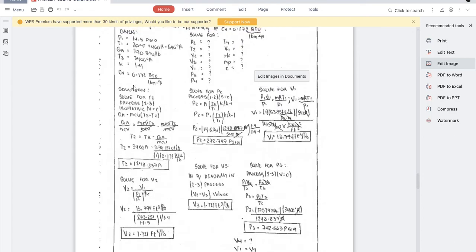The given for problem number 5 are P1 equal to 14.5 psia, T1 equal to 80 degrees Fahrenheit, QA equal to 370 BTU per pound, T3 equal to 3400 degrees Fahrenheit, k equal to 1.4, and Cv equal to 0.172 BTU per pound mass per R. So the problem asks us to find T2, P2, V1, V2, V3, and P3. So let's proceed to the T2.